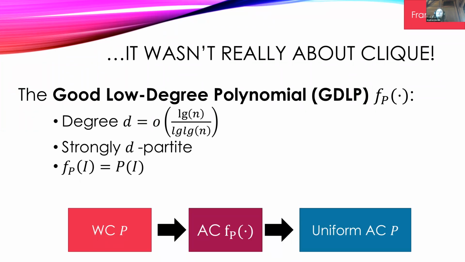So great, this wasn't really about clique. If we have a good low degree polynomial for a given problem, we can go from the worst case instance of that problem to an average case instance of this good low degree polynomial being hard, back to the uniform average case of that problem being hard. But the uniform average case here is every single bit is chosen to be 0 or 1 with probability a half.